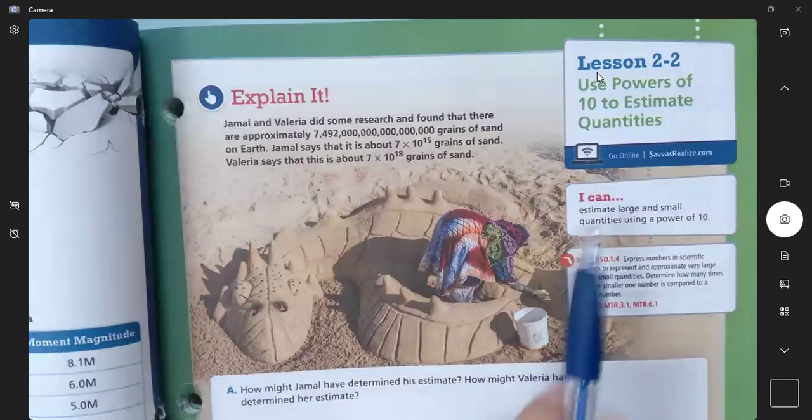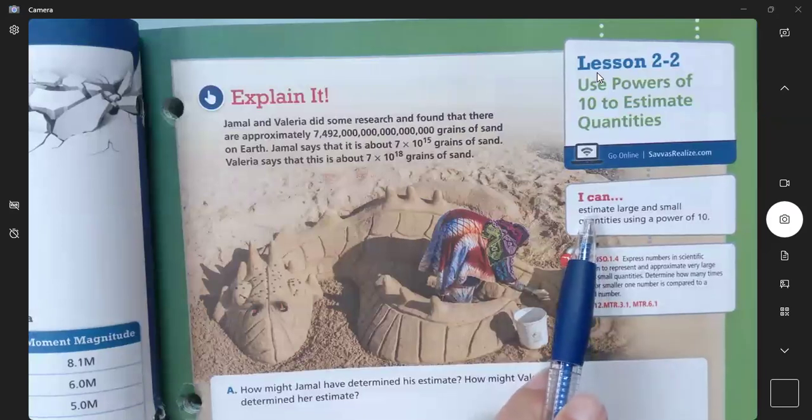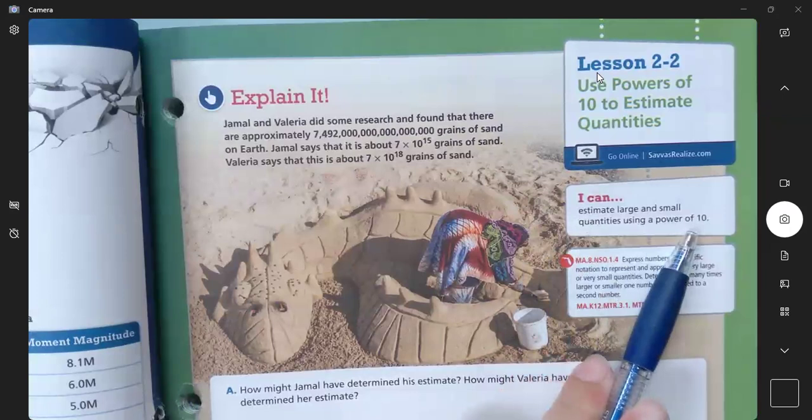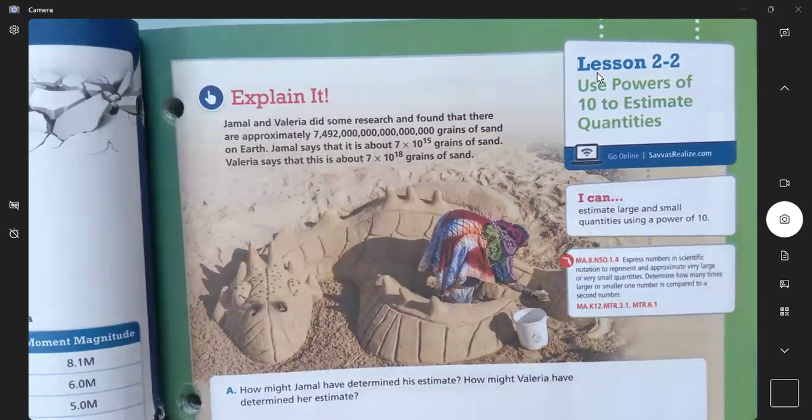Essentially, scientific notation is a way that you can estimate large and small quantities by using a power of 10. So today's lesson is fairly easy. We're just going to be properly rounding and then comparing based on our powers of 10. Tomorrow's lesson is going to get a little bit more challenging because we're going to have to read and write numbers in scientific notation. But don't worry, I got you.